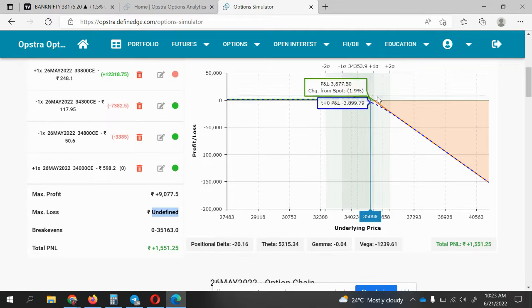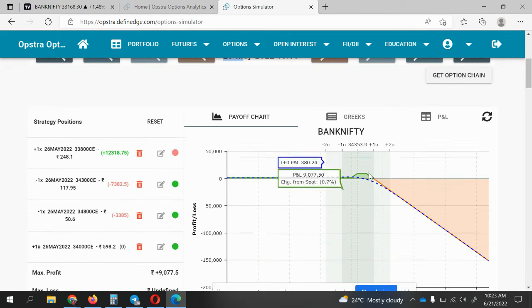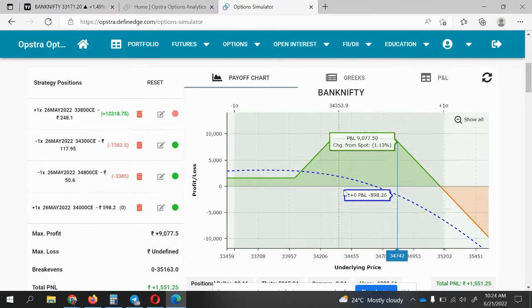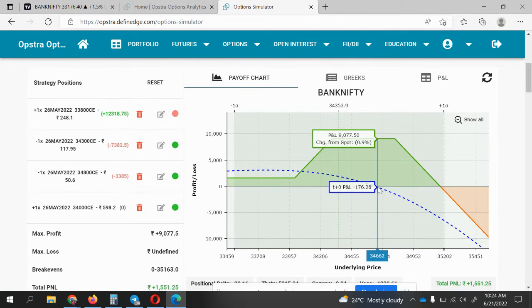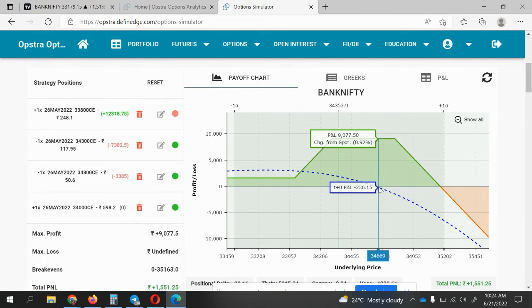A conservative trader cannot hold this, but we are on 23rd May, and 26th is the expiry. So we can take a chance, right? If you look at the safety, no doubt your blue line is very steep, but at least you have a safety till maybe 1%. Only when the market gaps up by 1% will you start seeing your loss. I'll take 1%. Now you will see a loss of only minus 526, even if the market opens gap up, right? Check the blue line.